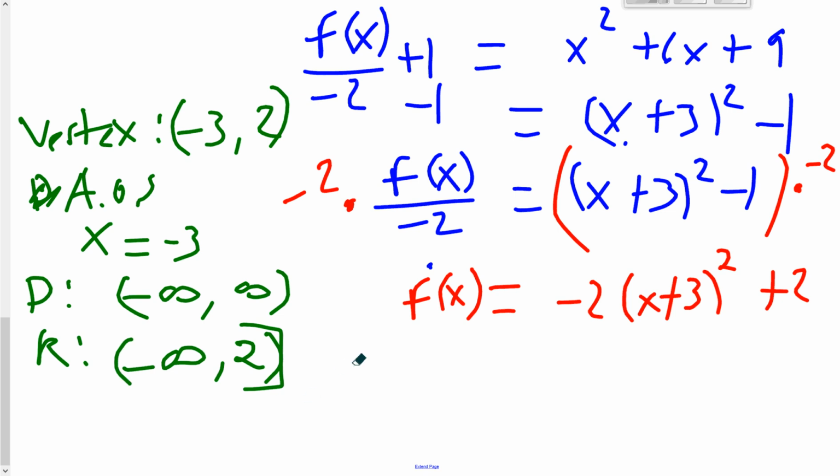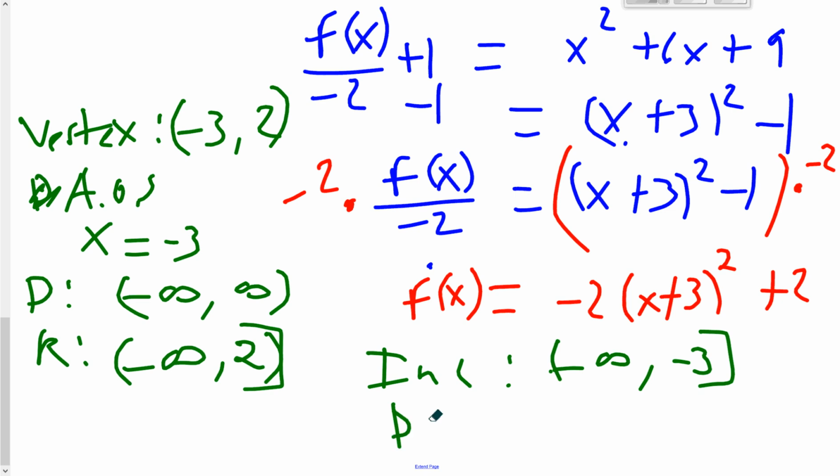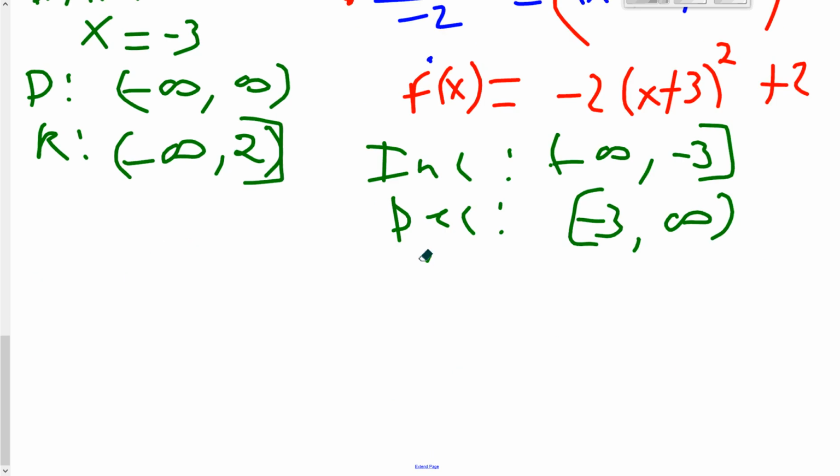And then increasing and decreasing, again, since it's facing down, that means it's increasing from negative infinity up until that x value of your vertex, which is negative 3. And then it's decreasing. So I need to complete this from negative infinity to positive infinity, right? The increasing and decreasing is your domain. So we're going from negative infinity to negative 3, so now we have to go from negative 3 to positive infinity. And now we can go ahead and graph it.